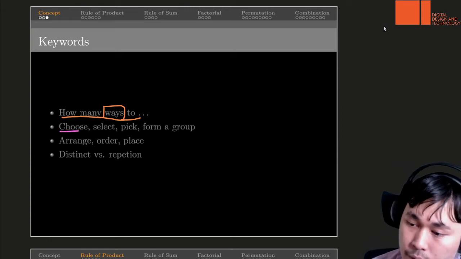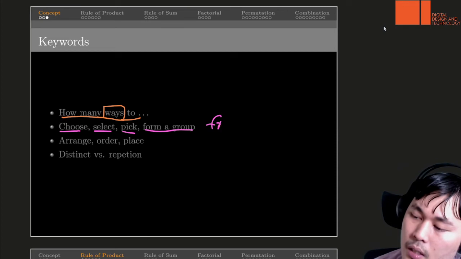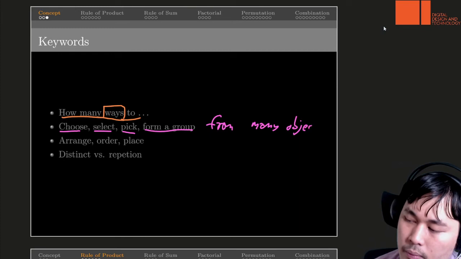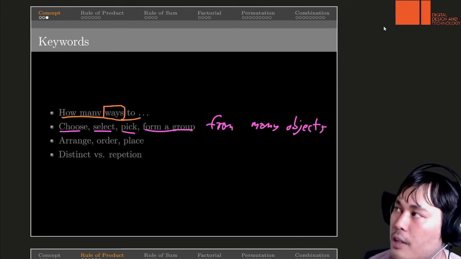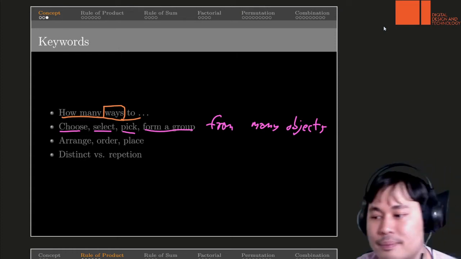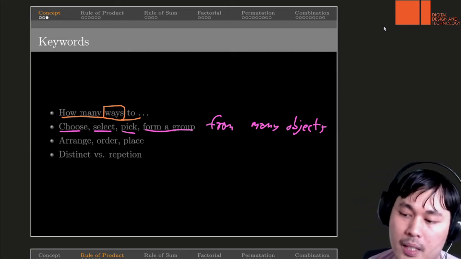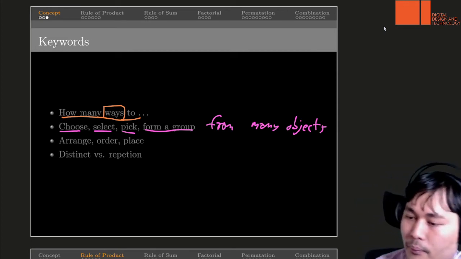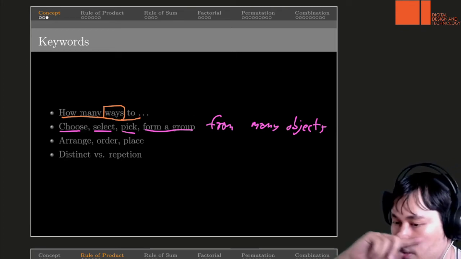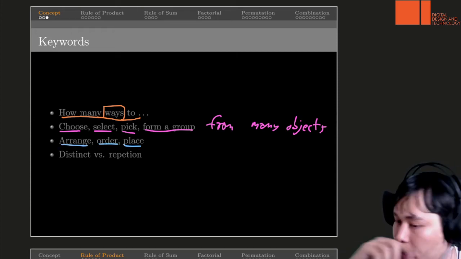If you are asked to choose or select or pick or form a group, maybe from many objects. For instance, if you are asked to choose 3 children from a group of 10 children, or you are asked to select a flavor of an ice cream. If you are asked to pick a card from a deck, then almost always expect this to be a question about combinatorics. Or sometimes you are asked to arrange, order, or place.